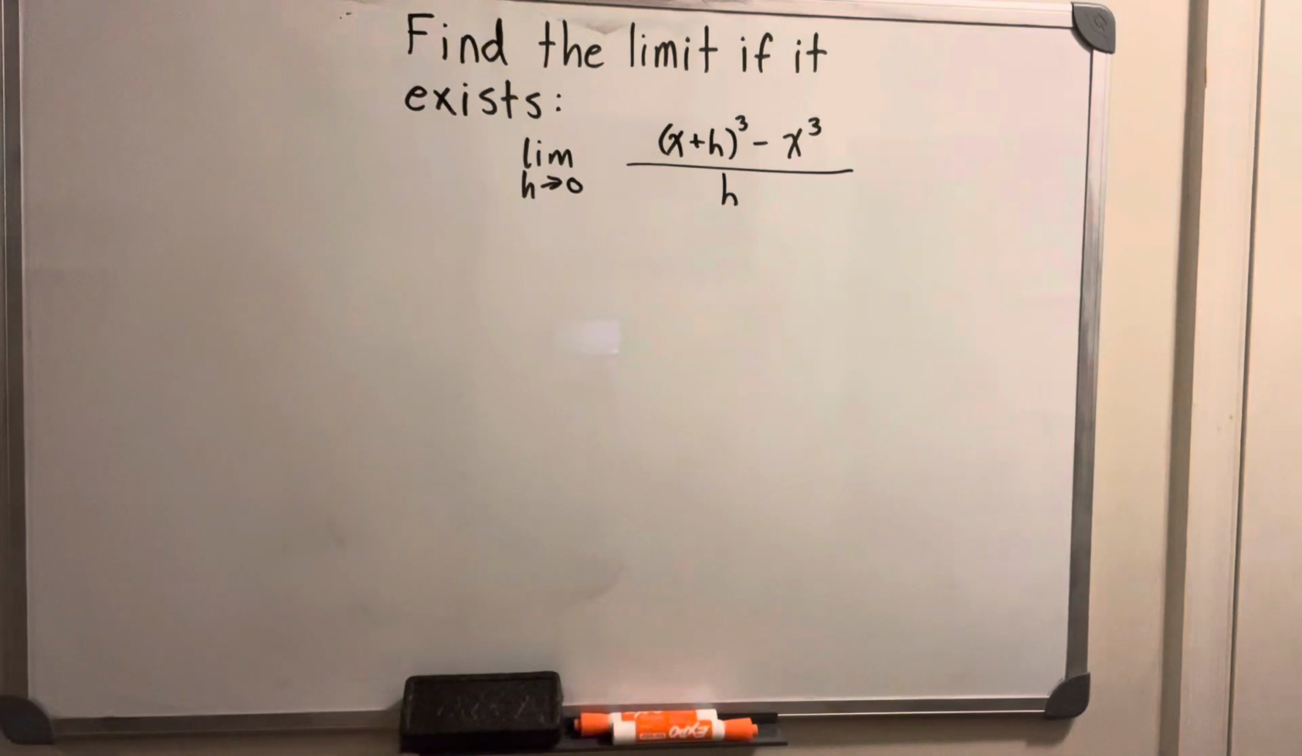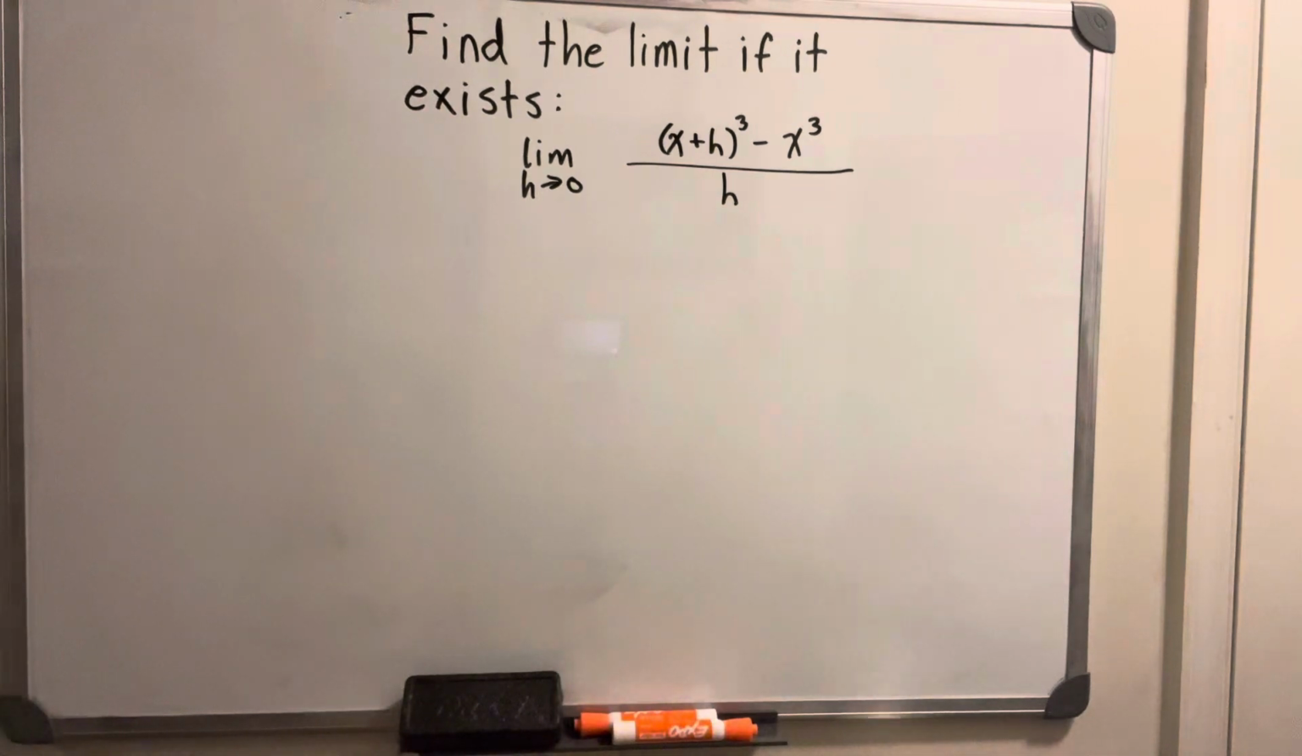This one says find the limit if it exists. The limit as h approaches 0 of (x plus h) cubed minus x cubed over h. Do you know how to factor h out of the numerator and denominator? Because that's the only thing that's in the denominator. There's no more factoring you can do to the denominator. But we know that we need to get rid of it if we want to figure this out, because it's going towards 0 and it's undefined when h equals 0.